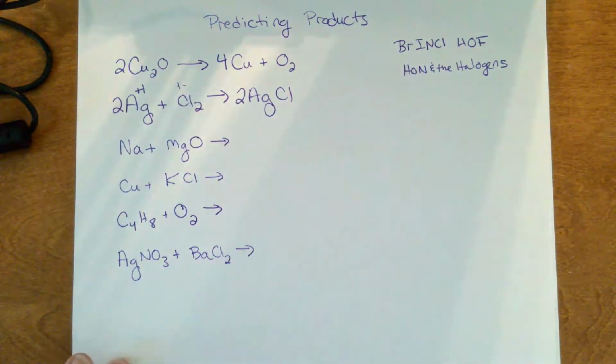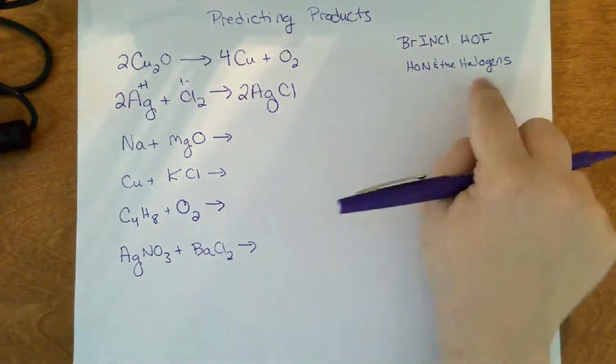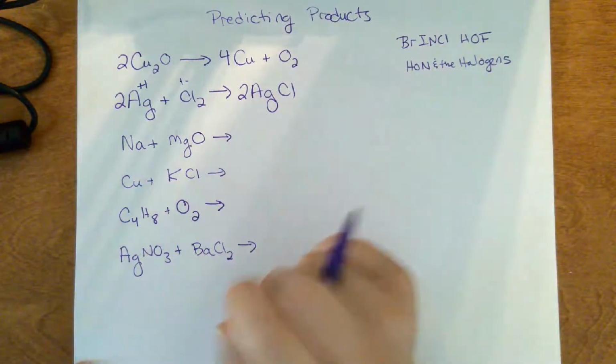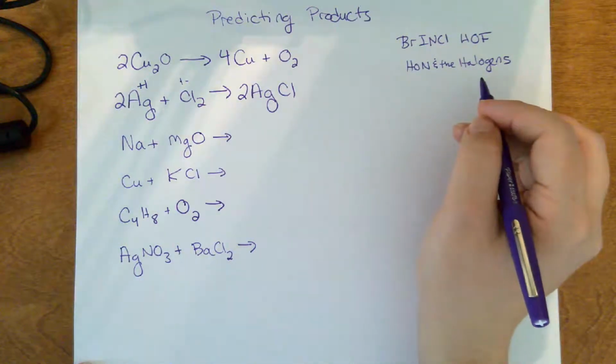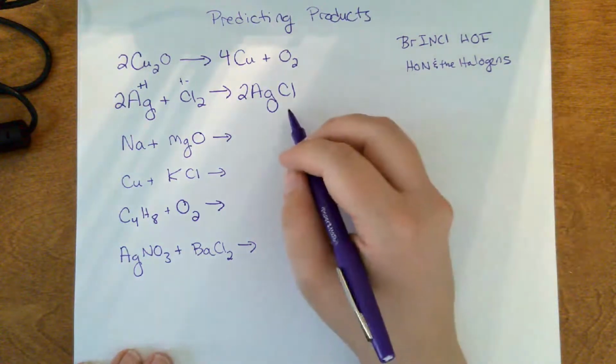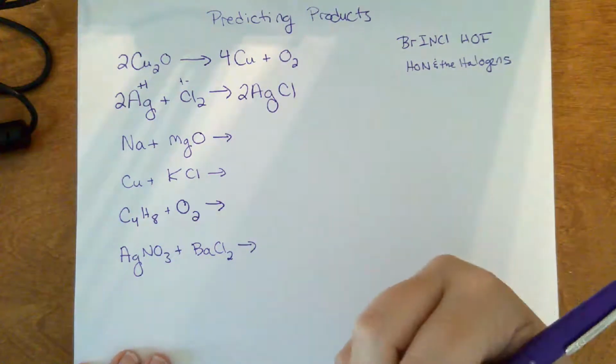Something that people get a little confused about sometimes with the diatomic molecules is they just always want to put a 2 on those elements whenever they see them. That's only when they're on their own and not in a compound. When they're in a compound, you always have to consider the charges to write it correctly.